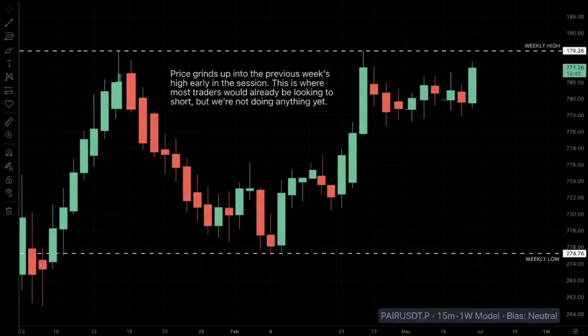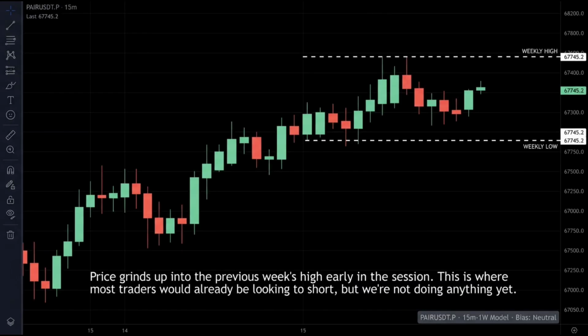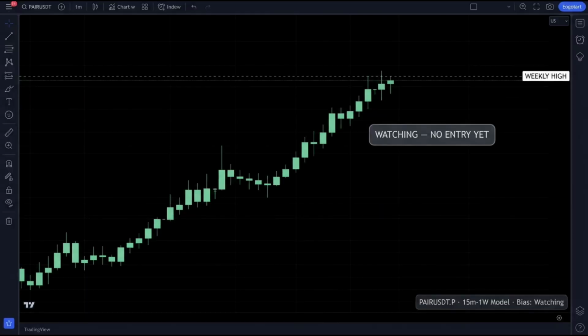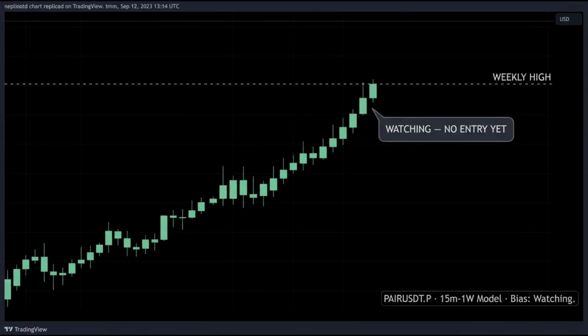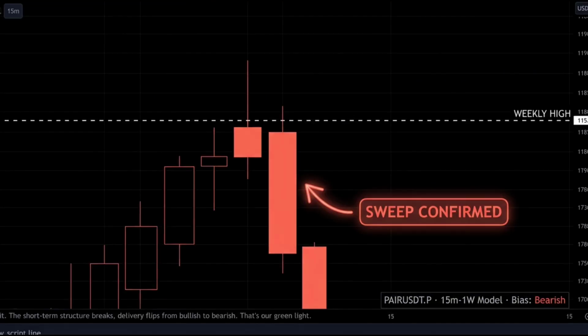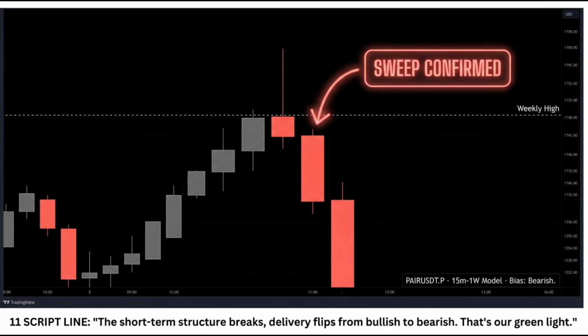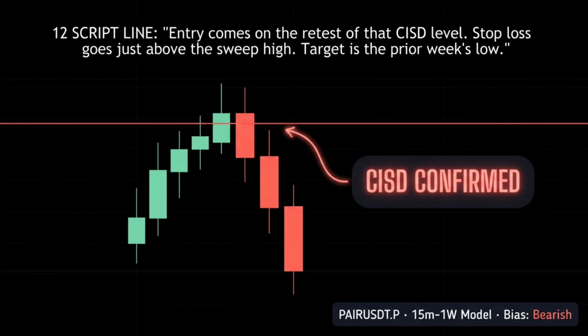Now watch this candle. Price pushes above the high, grabs that liquidity, and then closes back below it. That's our sweep confirmed. Not a wick, a full close back inside the range. This is where people usually pull the trigger too early. We wait. So now we're watching lower time frame structure for the CISD, and there it is. You can see the short-term structure breaks, delivery flips from bullish to bearish. That's our green light. Entry comes on the retest of that CISD level.